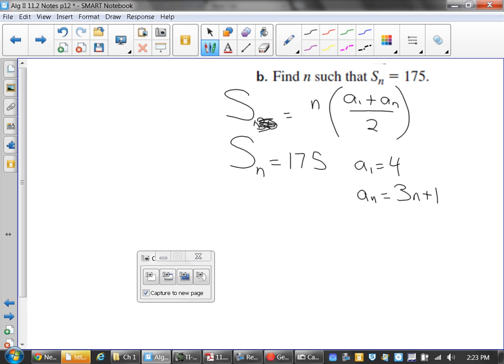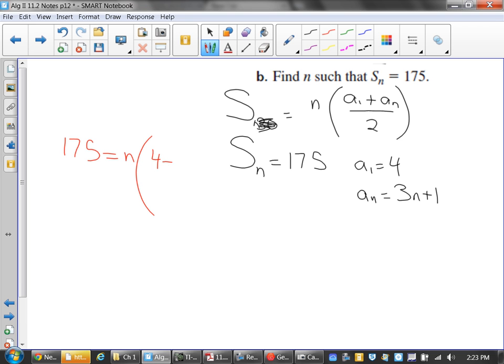Are we okay with that? Substituting what we have, we wind up with 175 is n times 4 plus 3n plus 1 all over 2. I don't know about you, but I want to get rid of that divide by 2. If I multiply both sides by 2, does it go away? Yeah. All right, double 175, what do you get? 350. Are we okay with that?